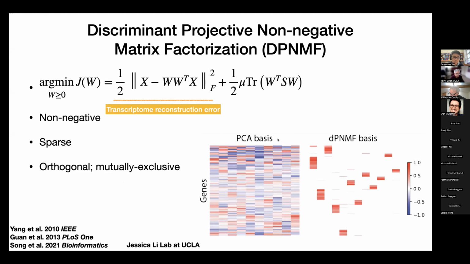This plot on the right shows the difference between PCA-based projection versus DPNMF-based projection. You can see DPNMF is all positive and they capture different subsets of genes in each one. And the second term, which I didn't go into, is that we try to promote the differences between cell type centroids as much as possible in the low dimension we choose to project.